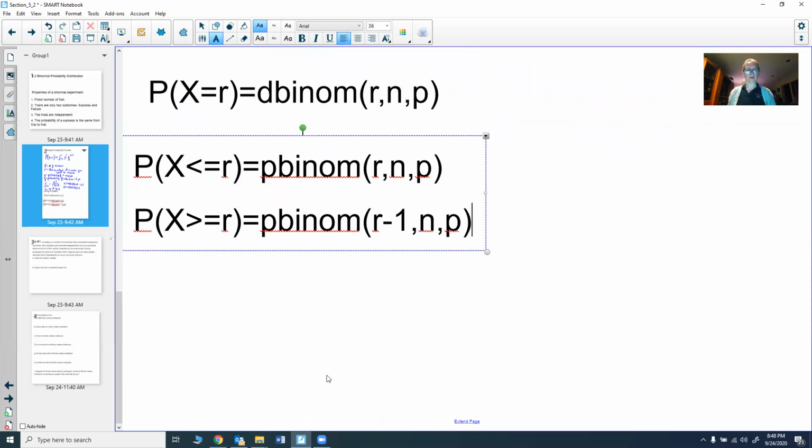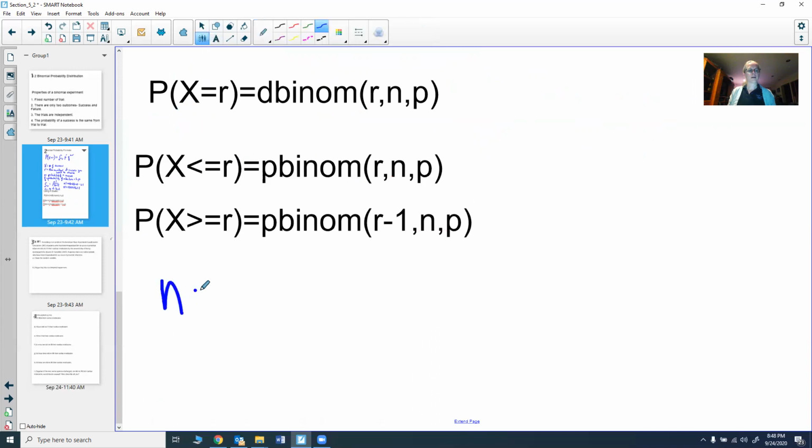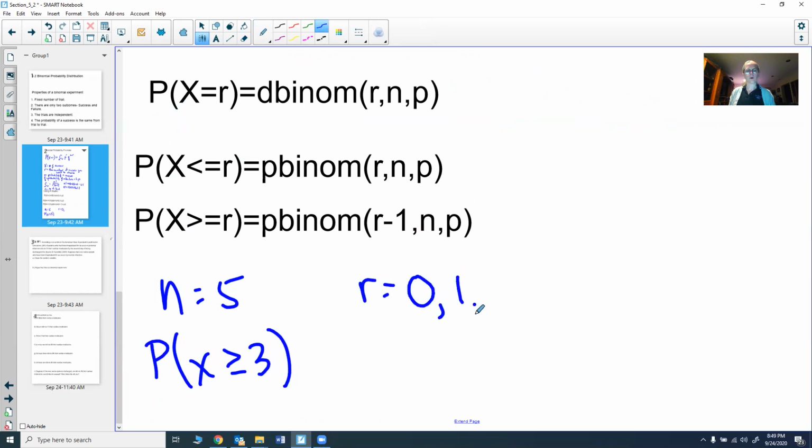So as an example, let's say N equals 5. And I want to know the probability that X is greater than or equal to 3. Well, if N equals 5, then R can be the numbers 0, 1, 2, 3, 4, and 5. So if we're looking for the probability that X is greater than or equal to 3, then we're looking for these numbers right here, 3, 4, and 5, because they're greater than or equal to 3.